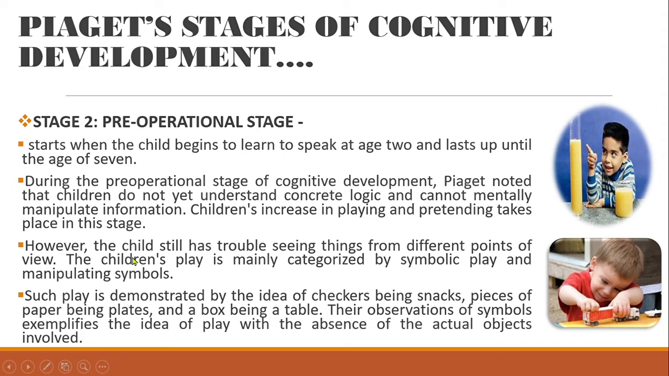However, the child still has trouble seeing things from different points of view. The children's play is mainly categorized by symbolic play and manipulating symbols. Such play is demonstrated by the idea of checkers being snacks, pieces of paper being plates, and a box being a table. Their observation of symbols exemplifies the idea of play, with the absence of the actual objects involved.